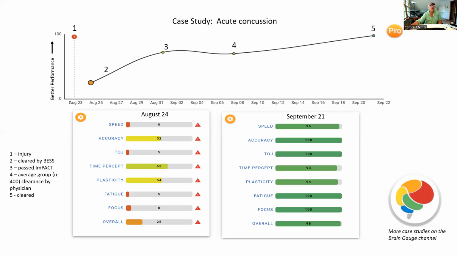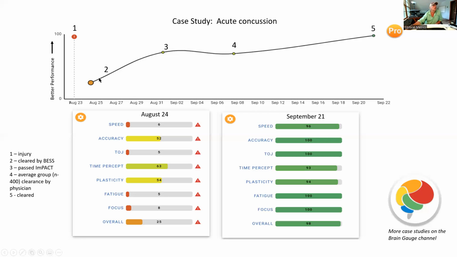ImPACT is a neurocognitive test, which is becoming a standard. It's what everybody uses. And if you talk to a lot of athletic trainers, or the athletic trainers that we work with, they all will say, yeah, most of these kids pass ImPACT right away. If not by day 7, many days sooner. A lot of them just do really well on that test.